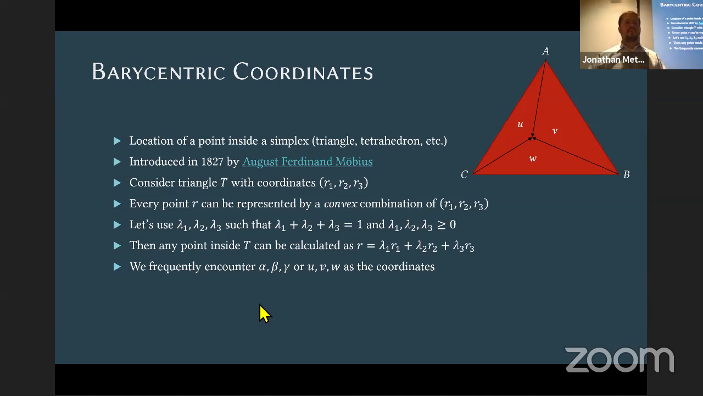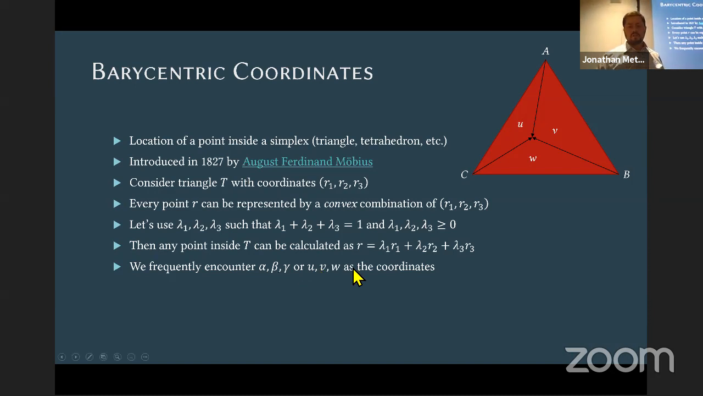So in 3D, we'd have tetrahedrons, and so going back to the discussion of pre-computed radiance transfer, that Delaunay triangulation is computing simplexes. So for any point in space, we'd have 4 spherical harmonics we would want to interpolate and find the middle of. So let's consider a triangle T, and it has 3 coordinates, so R1, R2, and R3.